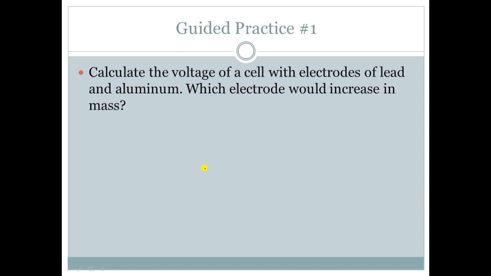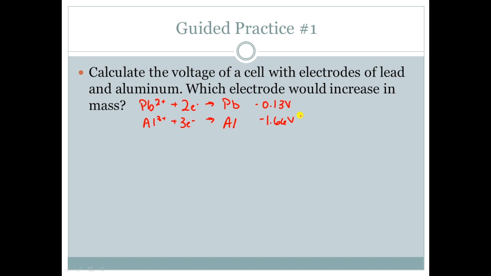For our first guided practice, we want to calculate the voltage of a cell with electrodes of lead and aluminum. We have to figure out which electrode would increase in mass. So if we look at our reduction potential table, we will find half reactions for both elements. So lead, it gives us 2 plus 2 electrons, gives us lead as a metal with a voltage of negative 0.13 volts. And then for aluminum, aluminum ions plus 3 electrons give us aluminum metal with a voltage of negative 1.66 volts.